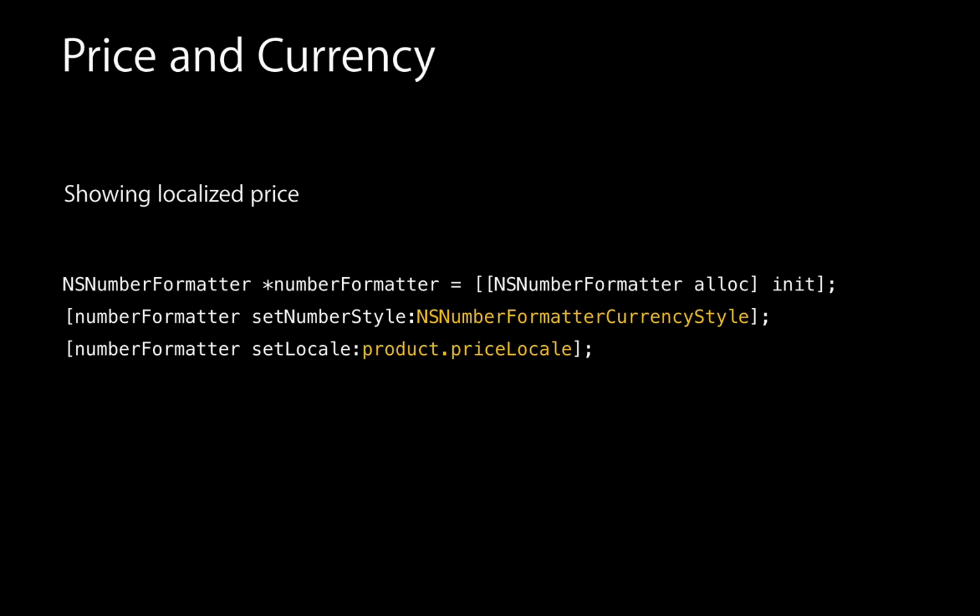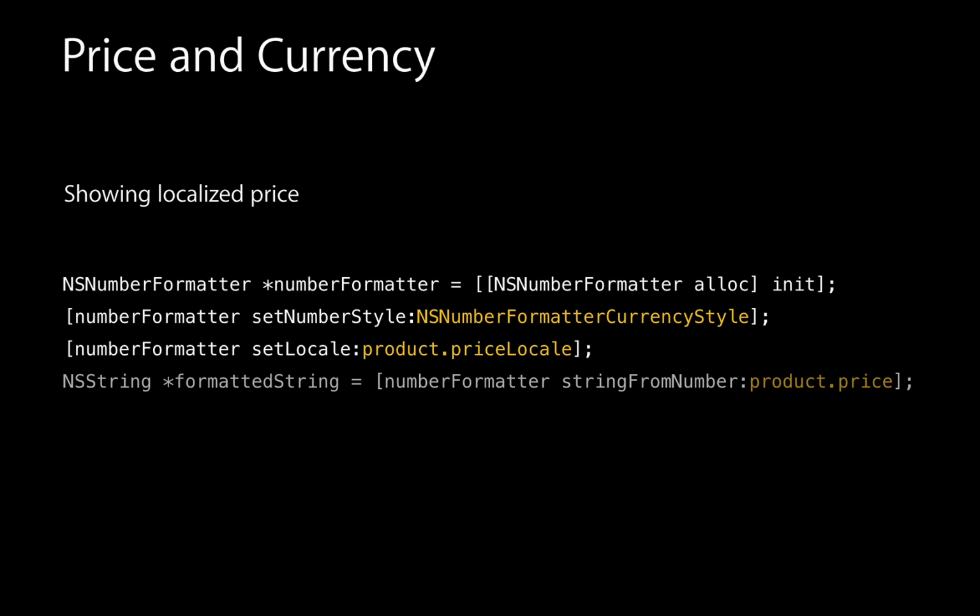I don't make any assumptions about how the device is configured. I don't make any assumptions about where the user might be based on any other criteria whatsoever, because we want to show the price that's correct for the App Store that they are signed into. And you do that by using the price locale that you get back from that SK product object.